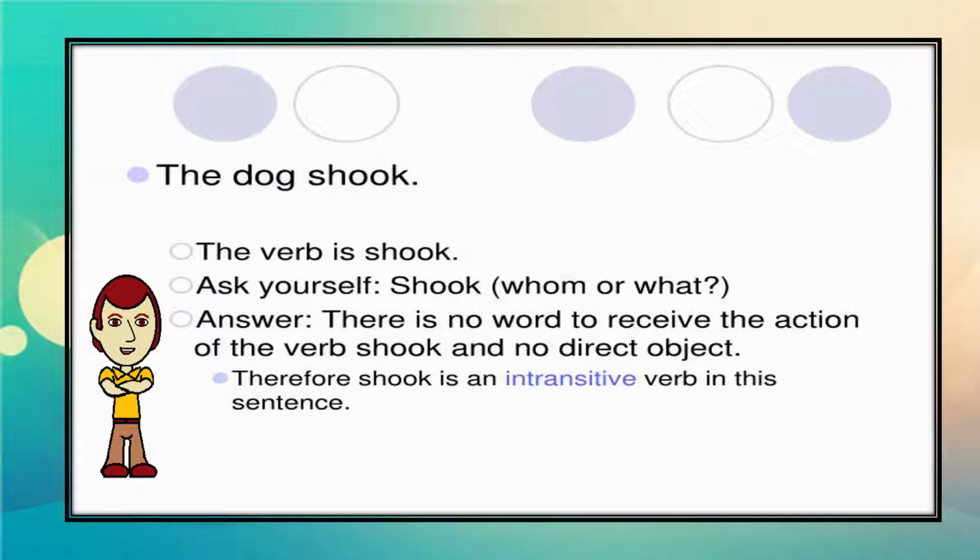Let's see another example of an intransitive verb. The dog shook. The verb here is shook. Ask yourself by whom or what the action is received. There is no word or answer to receive the action of the verb shook. Therefore, it is an intransitive verb. So where there is no action received, we call it an intransitive verb.